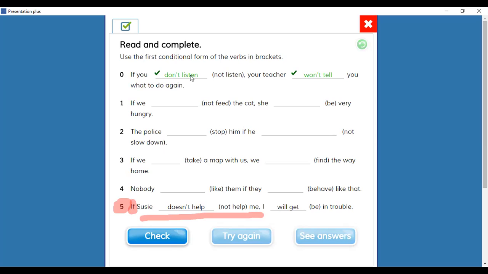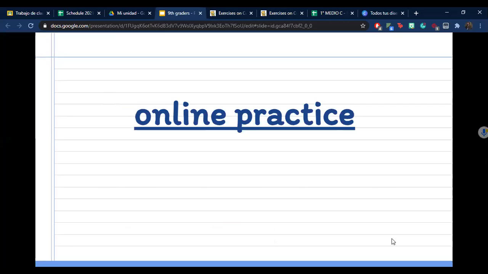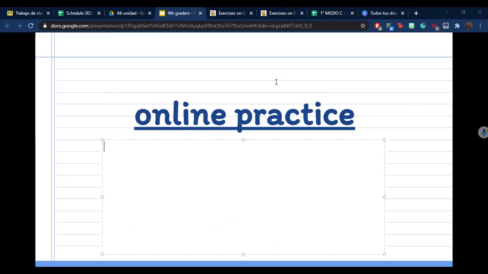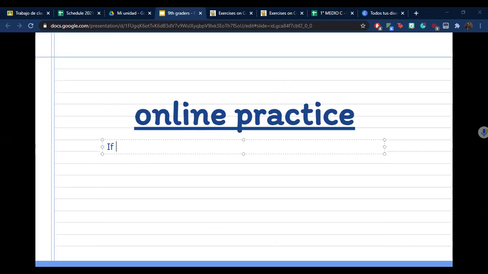Yeah, okay, so in conclusion. Me voy a ir para acá. In conclusion, people. To start finishing. Okay, acá está. In conclusion, the formula should be very simple. If plus present simple, a comma, and then will or can.